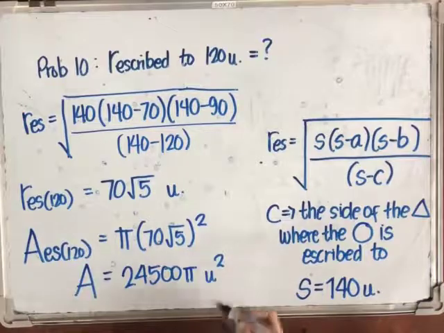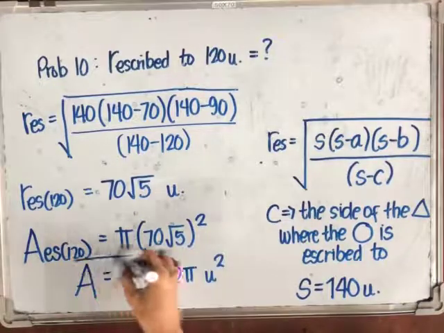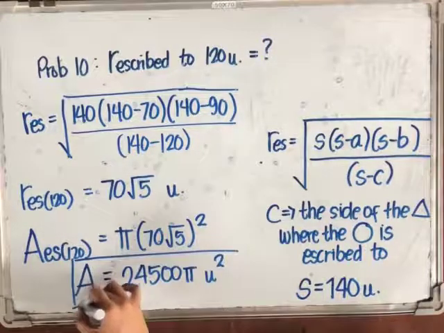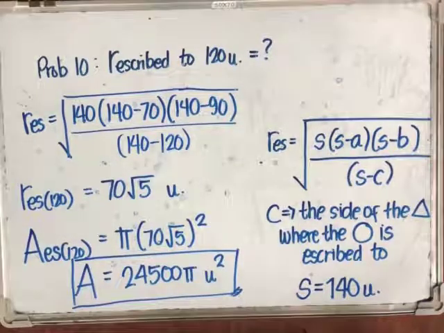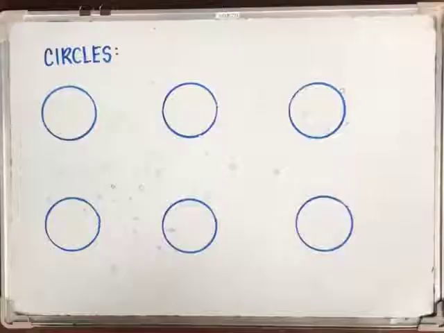Okay, so you have here your radius and you have here your area. Area yung final na hinahanap sa ating problem. So we take this as our final answer. So number 10 concludes our problem for situation about triangle. Okay, let's proceed with our topic about circles.